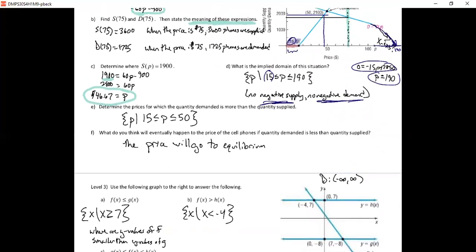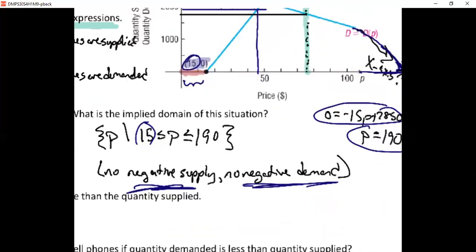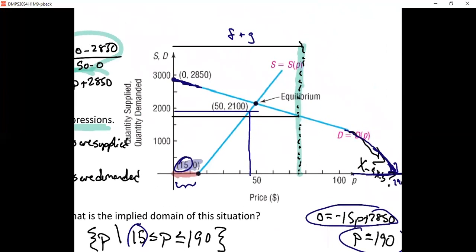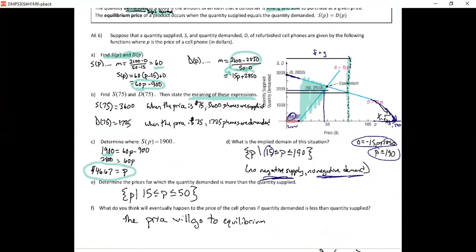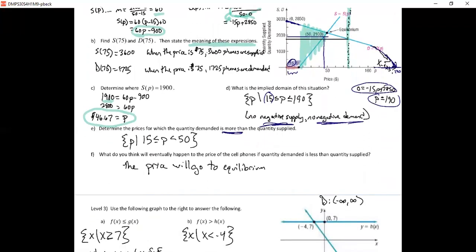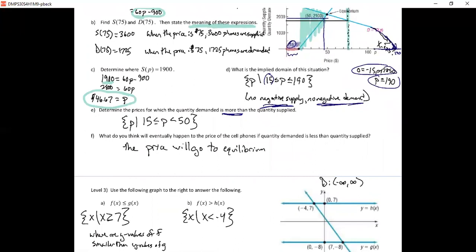Then, where is the quantity demanded more than the quantity supplied? So as I take a look at this graph, where is my demand? My decreasing function is bigger than my increasing function along this interval, and that's why I said from 15 to 50. Now, something I do want to clear up: that's supposed to just be not equal, because it says is more than, not is greater than or equal to. And then what will happen if the price of cell phones is such that demand is less than supplied? The price will tend to go towards equilibrium.